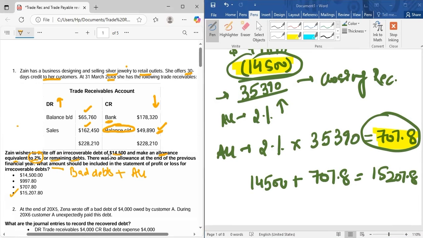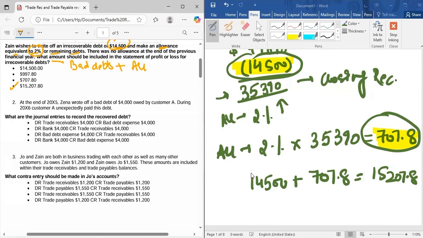Okay, so be very careful while calculating the allowance, that they have said that we have to make allowance 2% of remaining debts. Okay, and what are our remaining debts? The closing figure of 14,890 minus the irrecoverable debt of 14,500, right?